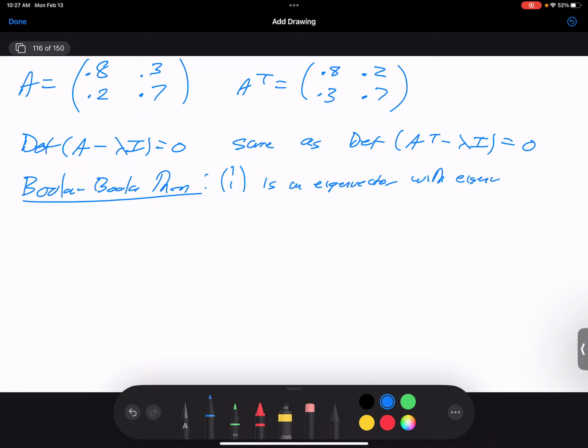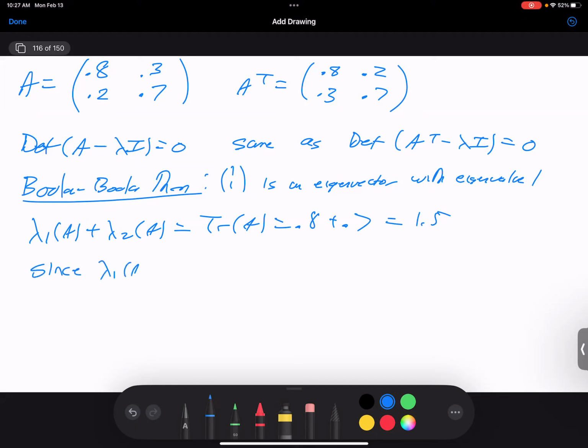with eigenvalue 1. So if you've done linear algebra, you should know that the sum of the eigenvalues is the trace of the matrix. So lambda 1 of A plus lambda 2 of A is the trace of A, which is 0.8 plus 0.7 is 1.5. Since lambda 1 of A equals 1, must have lambda 2 of A equals 0.5. So I can actually find the eigenvalues without any trouble.